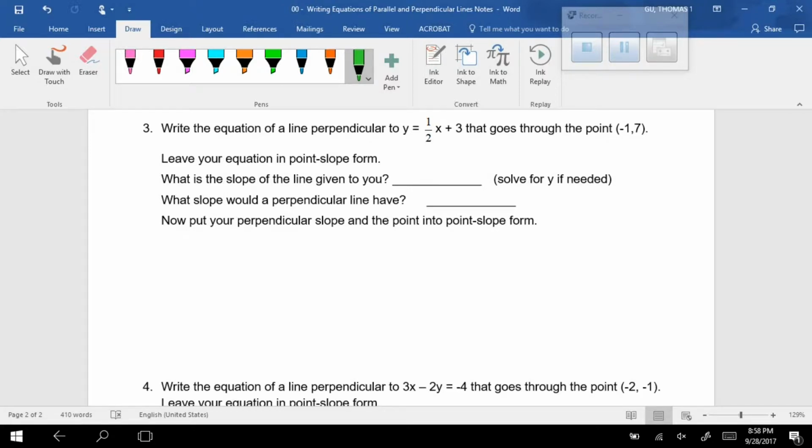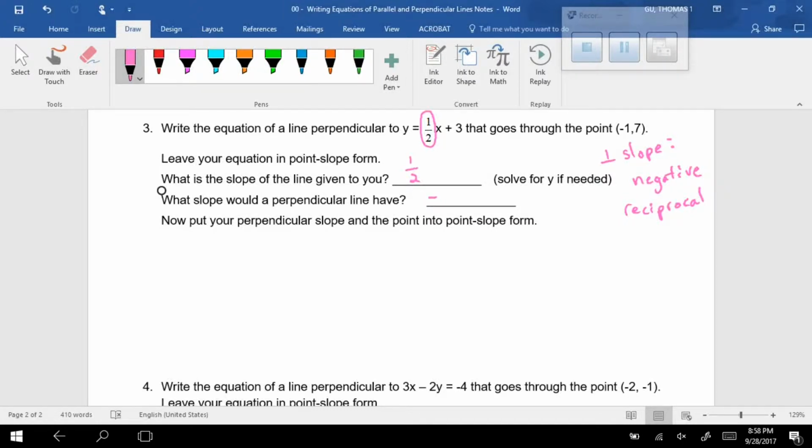All right, so what is the slope of the line that they gave us? The slope of the line they gave us is 1/2 because it's in front of the x right there. That's 1/2. Now, this is a little different. What slope would a perpendicular line have? Remember, the slope for a perpendicular slope is the negative reciprocal. Okay, so we're going to add a negative sign. Does it already have a negative sign? No, so we're going to add a negative sign, and then we're going to flip it, because that's what reciprocal means. So it was 1 over 2, so now what is it going to be?